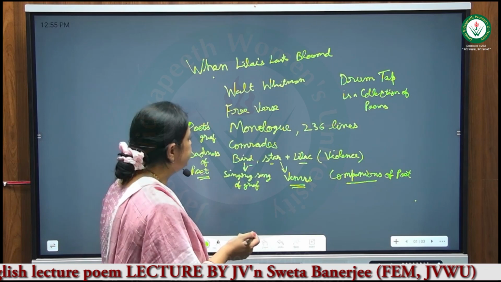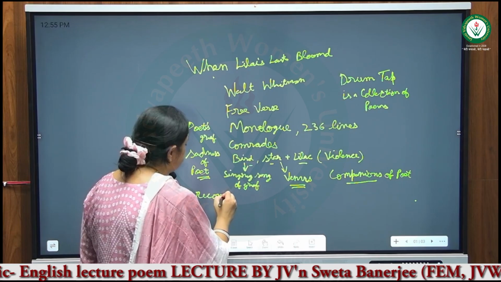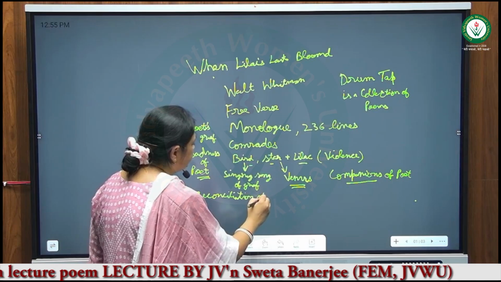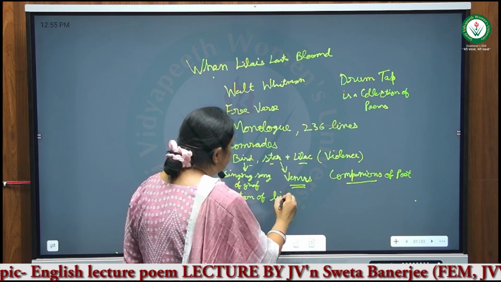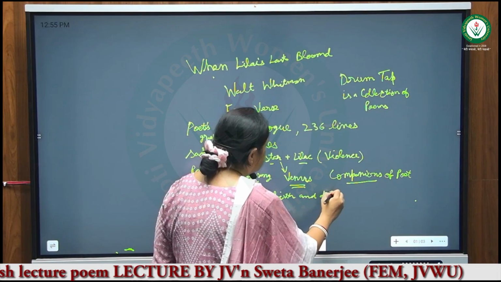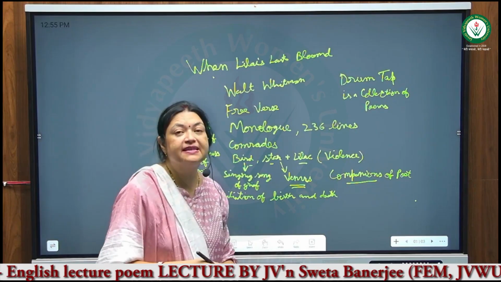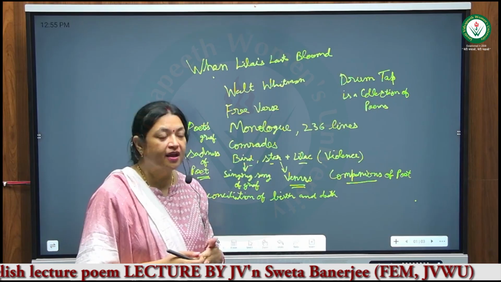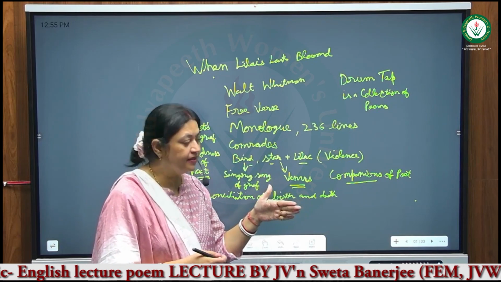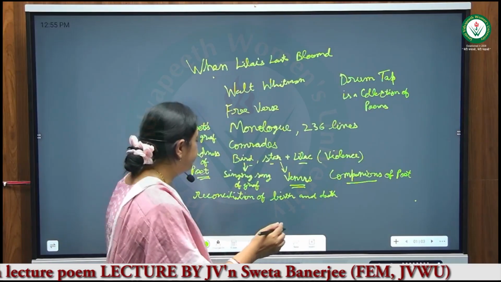Also, we can say that this poem is also about the reconciliation of birth and death. Why birth and death? Because the poem is actually explaining that the stars and the lilacs are the symbol of spring. It is the symbol of rebirth also. Death is also the symbol of rebirth.